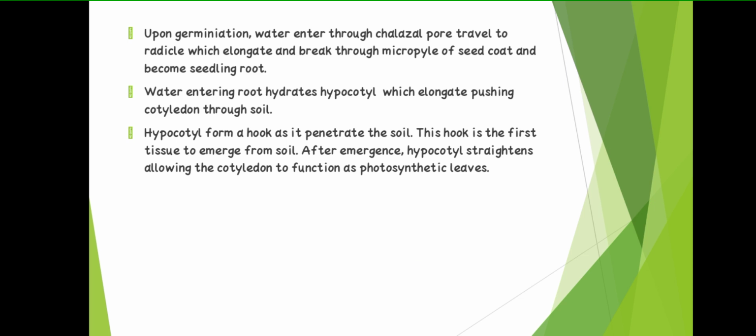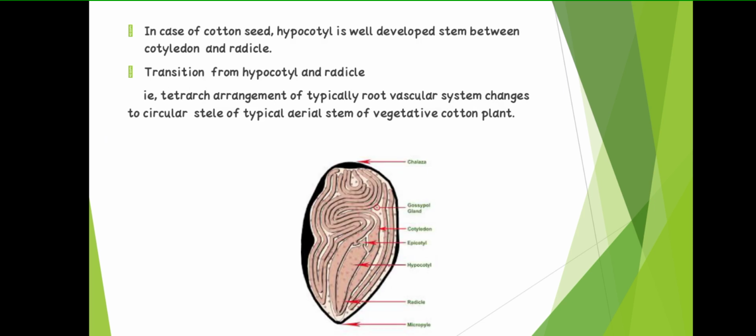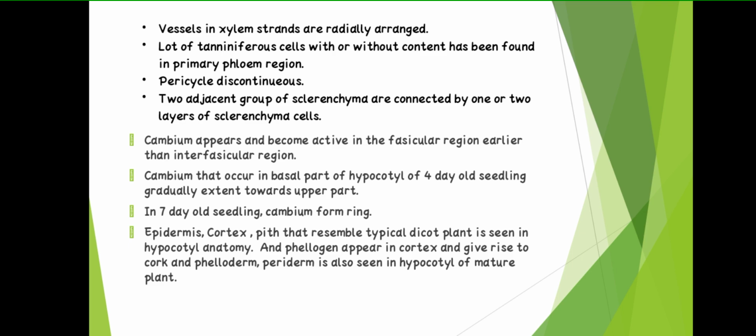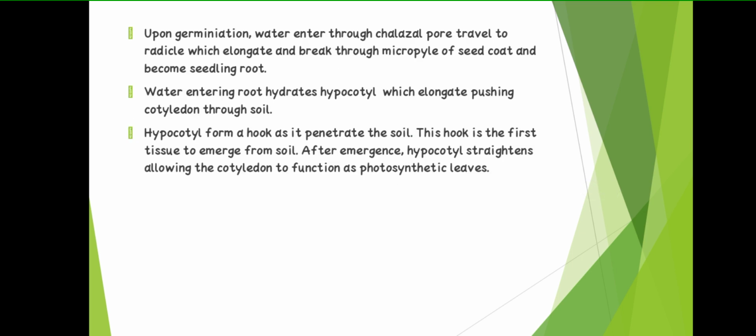Upon germination, water enters through the chalazal pore and travels towards the radicle, and after the absorption of water, this radicle elongates, breaks through the micropyle of the seed coat and becomes the seedling root. That is, during germination water enters through the chalaza, reaches the radicle, and the radicle elongates and comes out through the micropyle.